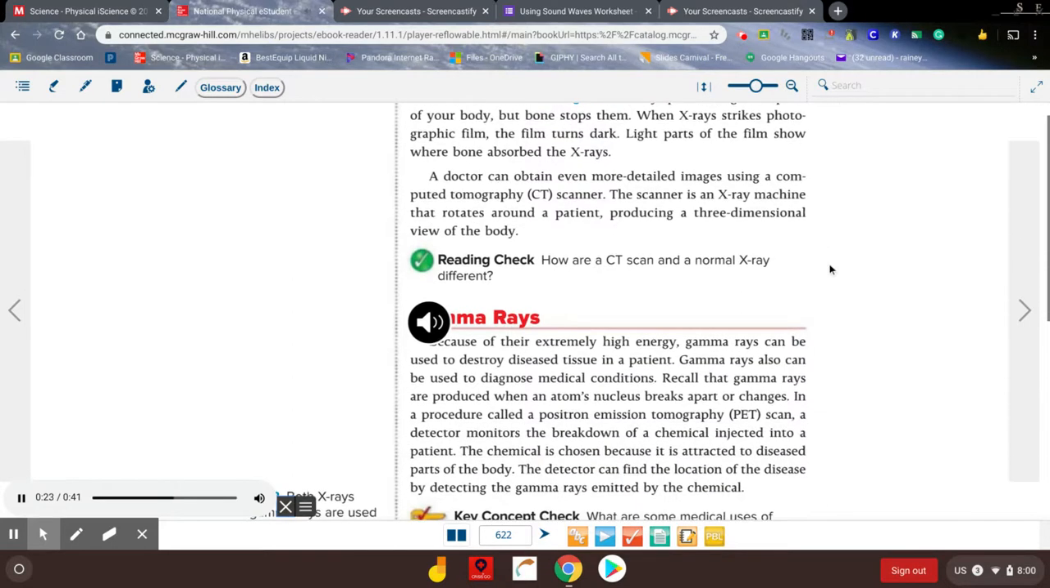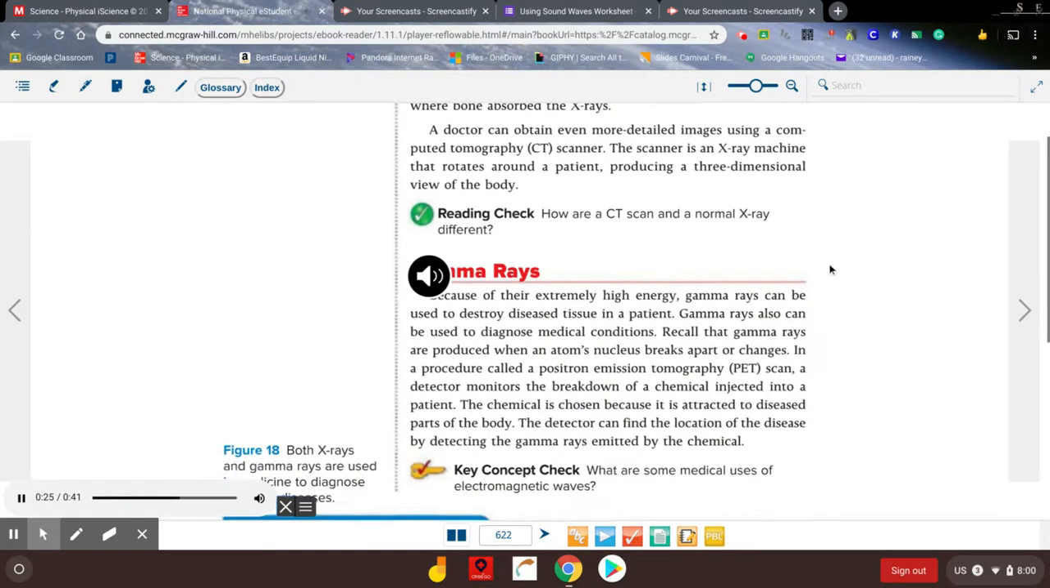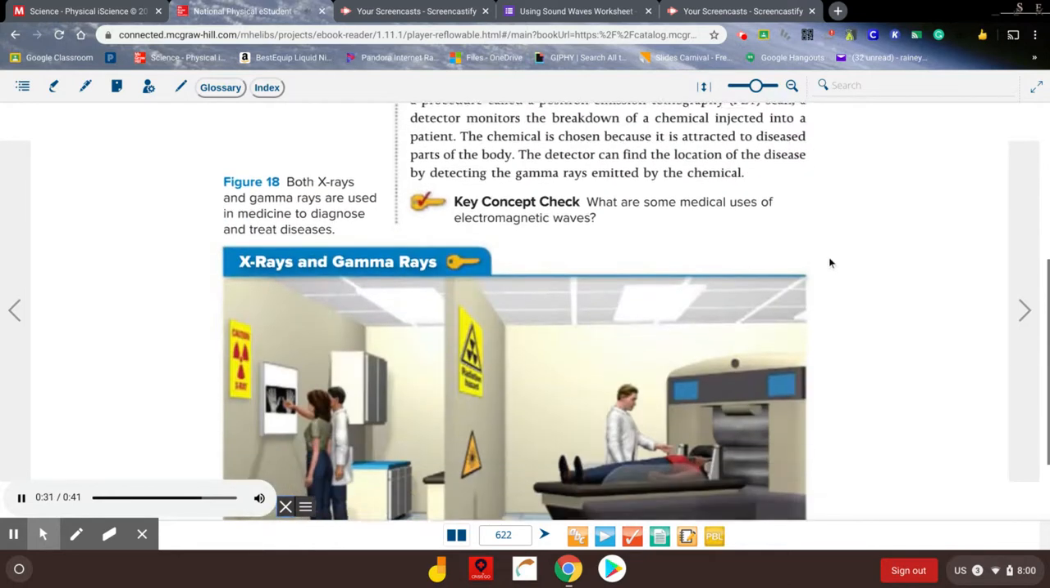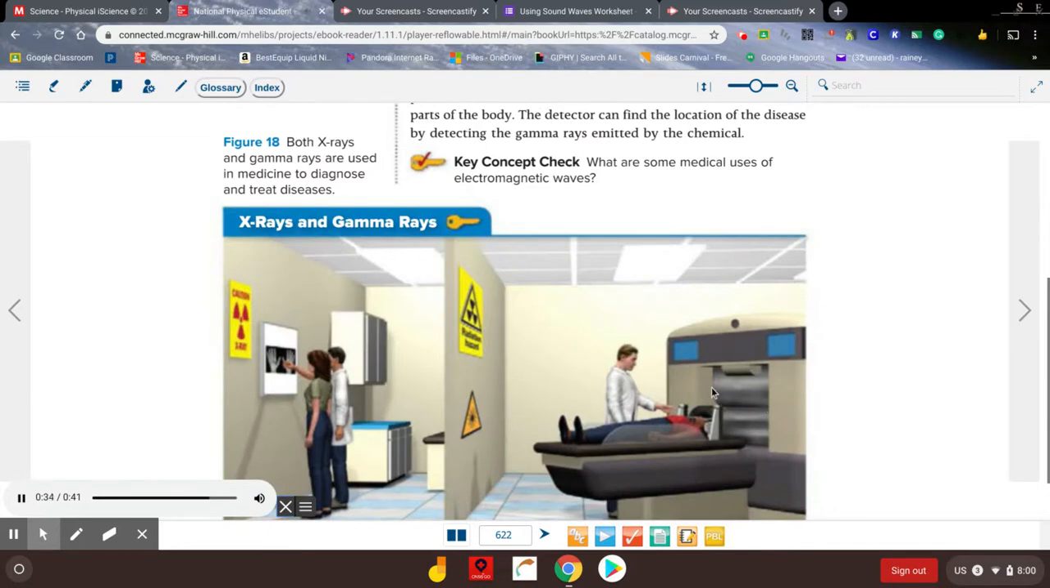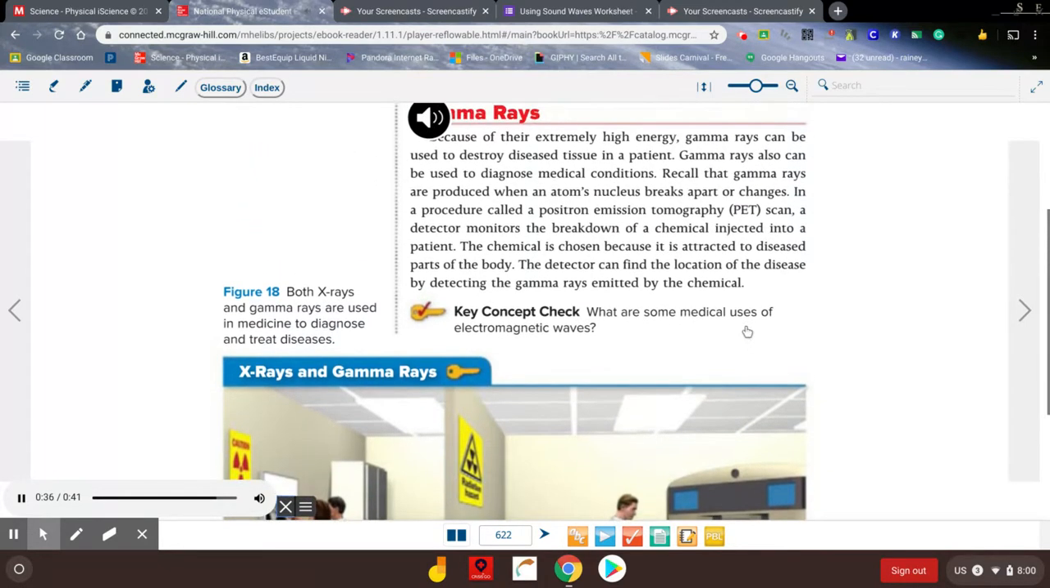A doctor can obtain even more detailed images using a computed tomography (CT) scanner. The scanner is an X-ray machine that rotates around a patient, producing a three-dimensional view of the body. Reading check. How are a CT scan and a normal X-ray different?